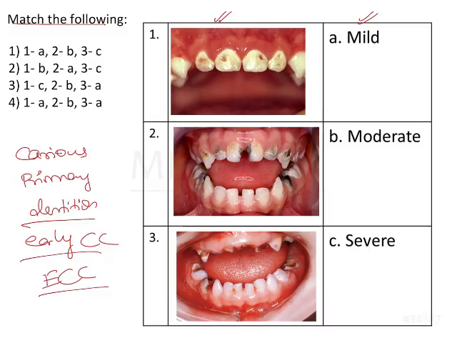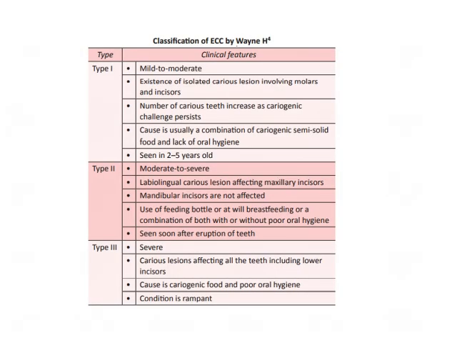Now, what are the different types of early childhood caries? They were actually classified by Vane into three types. Type 1 is mild to moderate, type 2 is moderate to severe, and type 3 is severe. The clinical features of these are, in type 1, that is mild to moderate, we see existence of isolated carious lesions, that are on the molars and incisors.